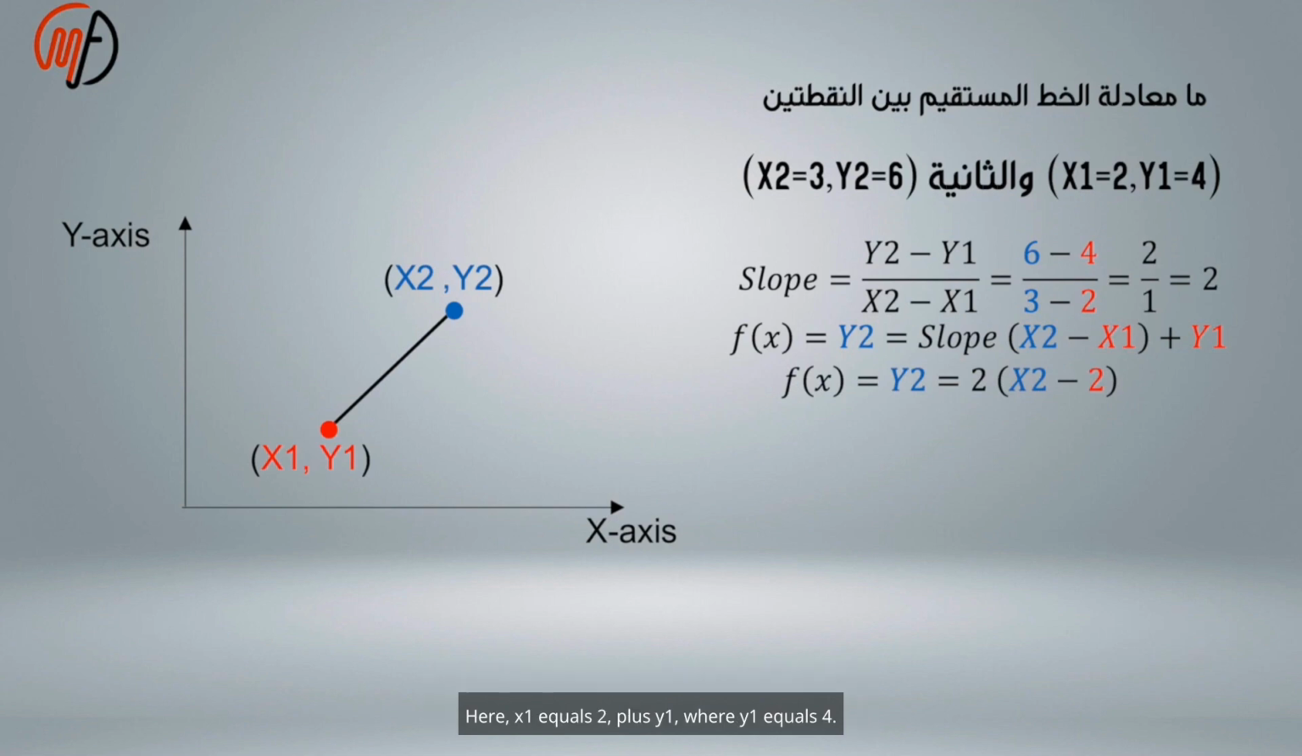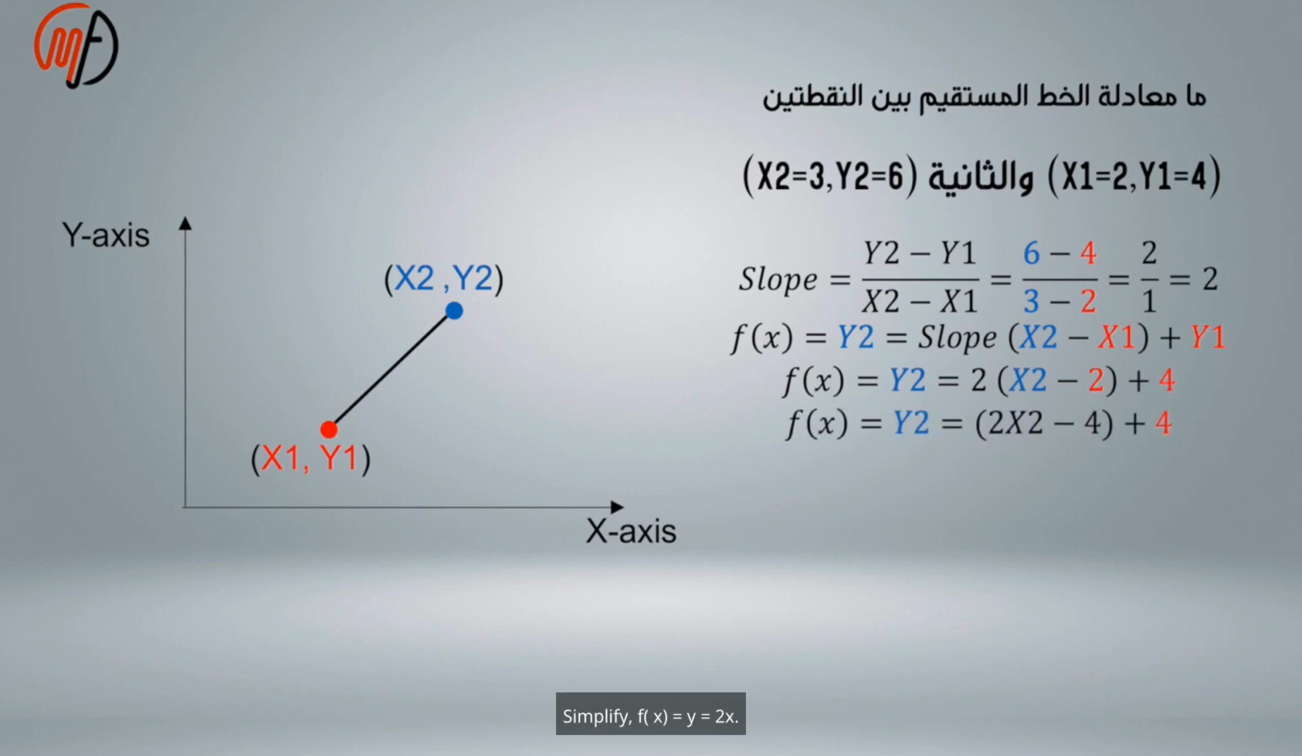Here, x1 equals 2 and y1 equals 4. Thus, the equation becomes y equals 2 times (x minus 2) plus 4. Open the parenthesis, the 4 cancels with the plus 4, and simplify: y equals 2x.